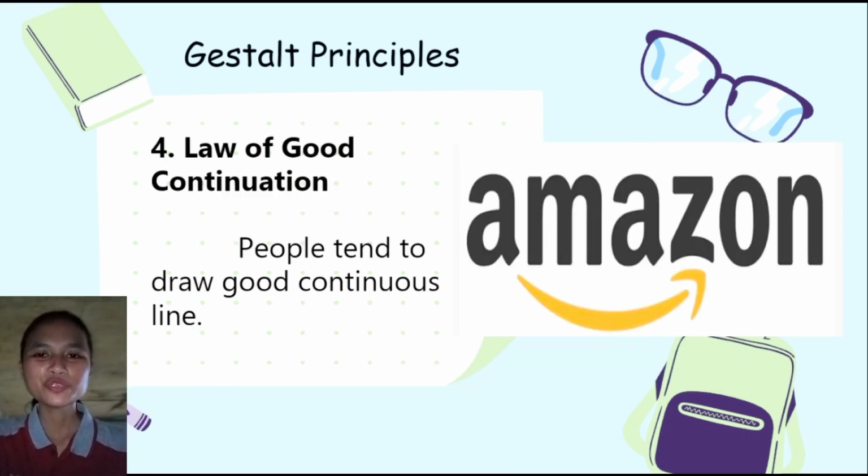So now let us proceed to the law of good continuation. From the word itself, good continuation, it involves the continuous line. So here in the examples, we have the Amazon logo. In its logo, we have an arrow line starting from A to Z, which depicts that Amazon has everything in their store from A to Z.